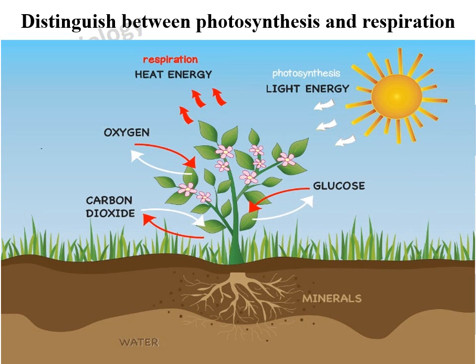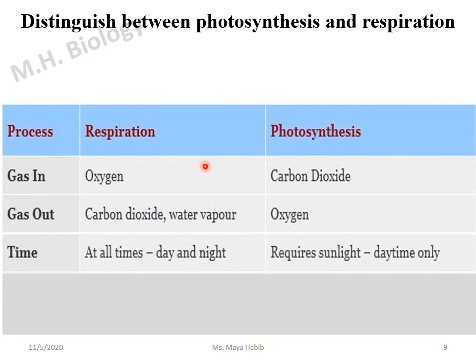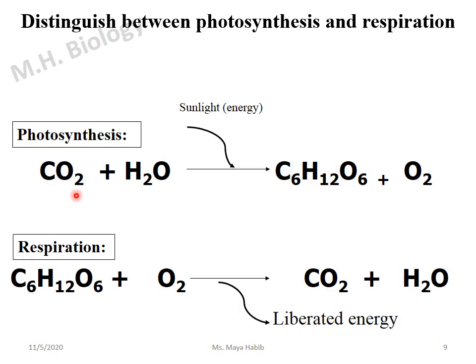So as we have seen, during respiration, glucose is used to produce energy, while photosynthesis uses the energy from the sunlight to synthesize glucose. During respiration, oxygen gas is taken by the plant, and carbon dioxide and water vapor are released, while during photosynthesis, carbon dioxide and water are consumed, and oxygen gas is released. Moreover, the respiration process takes place at all times, that is during the day and during the night, while photosynthesis occurs during daytime only.